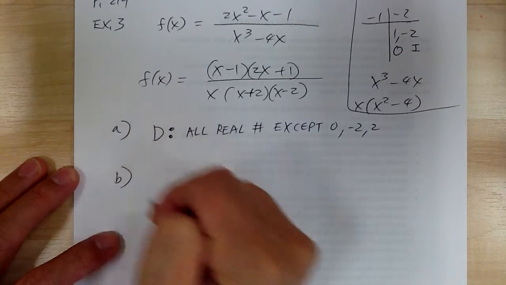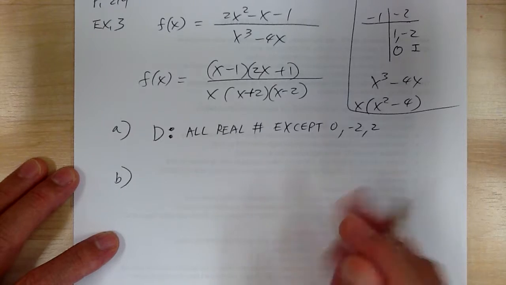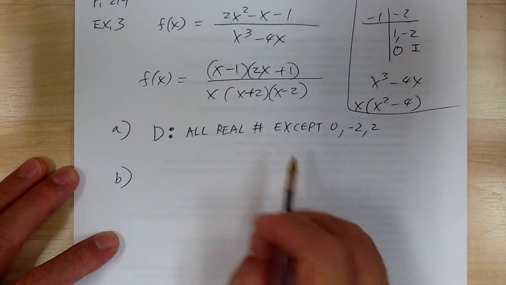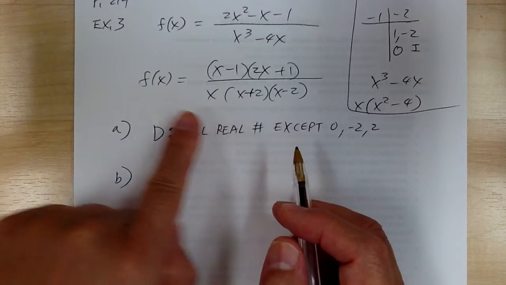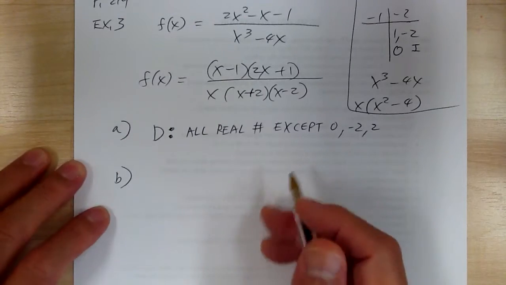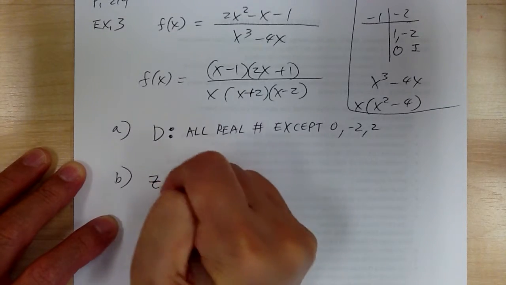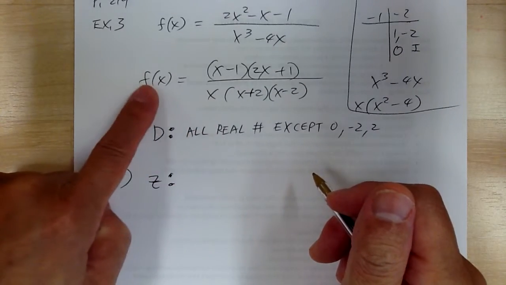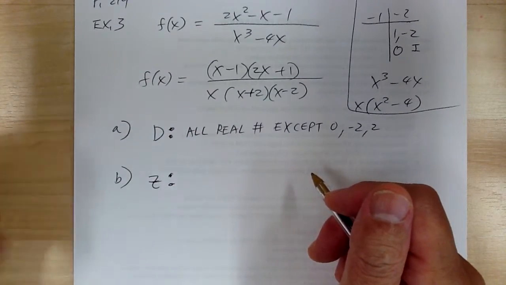Okay, B, you're looking for zeros. You're looking for zeros means you're looking for when y equals 0. So you're looking for the value of x that will make y equal to 0. That's why it's called zeros, right? So for zeros, you go and set this equal to 0. Zeros means you set y equal to 0.